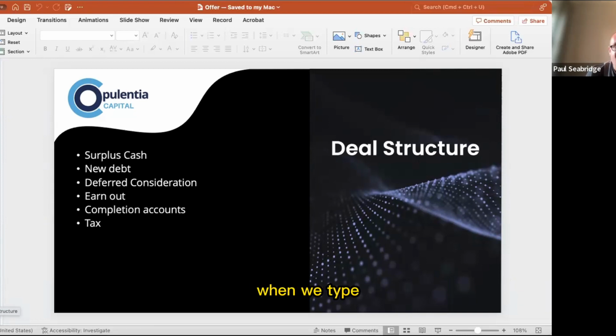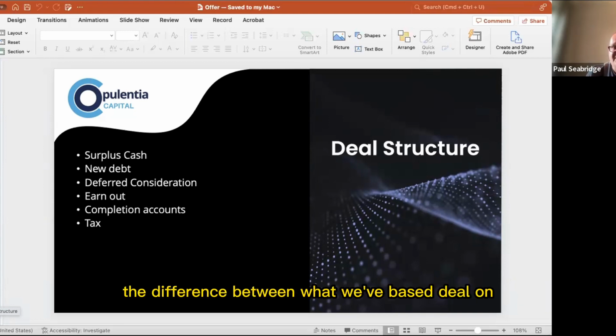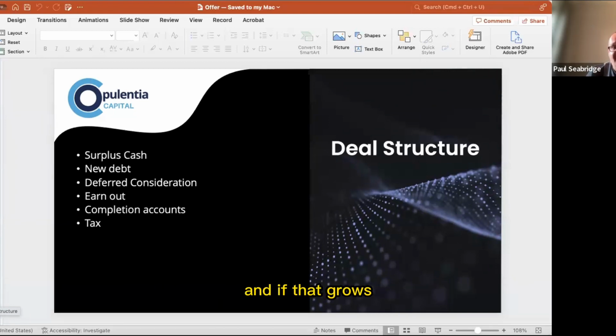But when we tie up the deal to actually when we complete, maybe in 3 or 4 months' time, the balance sheet could grow further. Now, we might choose in negotiations to negotiate with the business owner to pay out the difference between what we've based the deal on, and if that grows, then we would pay out an additional amount. So if that's relevant, we'd explain it here, but again, it's part of negotiation, so wouldn't necessarily be in every single presentation.